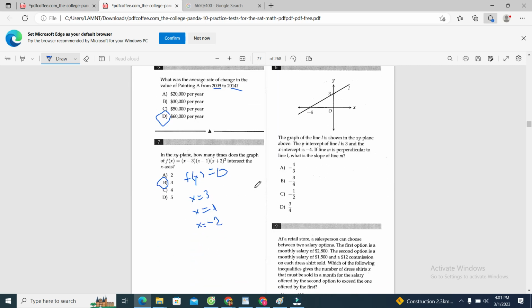Number 8, the graph of line L is shown in the xy plane above. The y-intercept of L is 3 and the x-intercept is minus 4. Line M is perpendicular to line L. What is the slope of M? Here it is something like this, so this is line M. They ask about the slope of M, so we have to calculate this out.